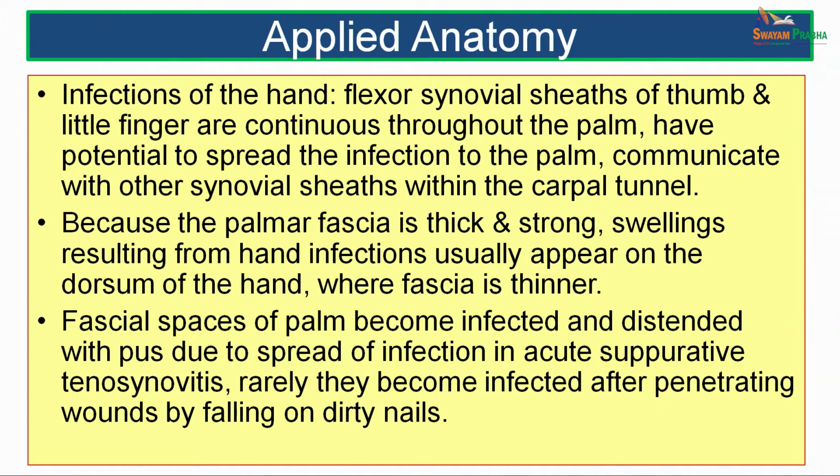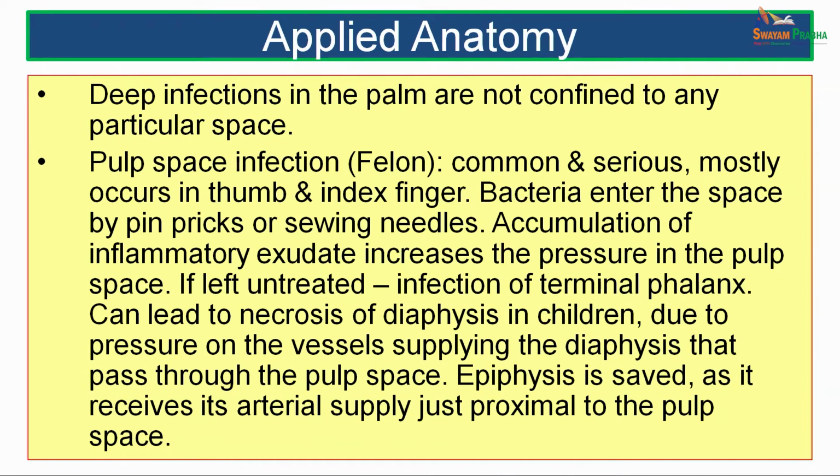The fascial spaces of the palm become infected and distended with pus due to spread of infection in acute suppurative tenosynovitis. Rarely, they may become infected after penetrating wounds due to falling on dirty pins or needles. Deep infections of the palm are not confined to any particular space.